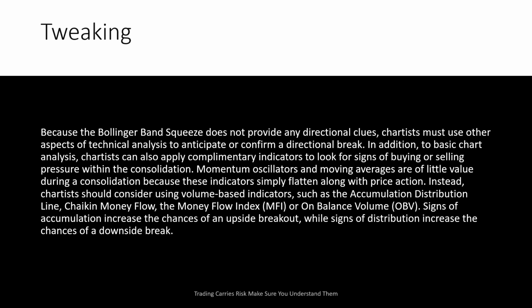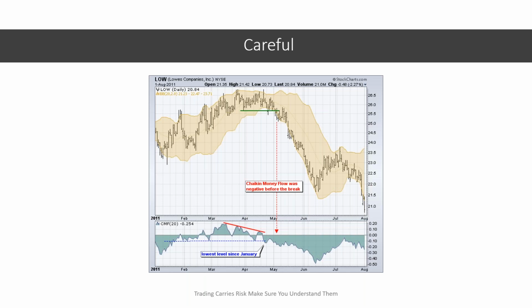So instead, chartists should consider using volume-based indicators, such as ADL, Chaikin money flow, money flow index, or on-balance volume. Signs of accumulation increase the chance of an upside break, while signs of distribution increase the chances of a downside break, or simple volume.